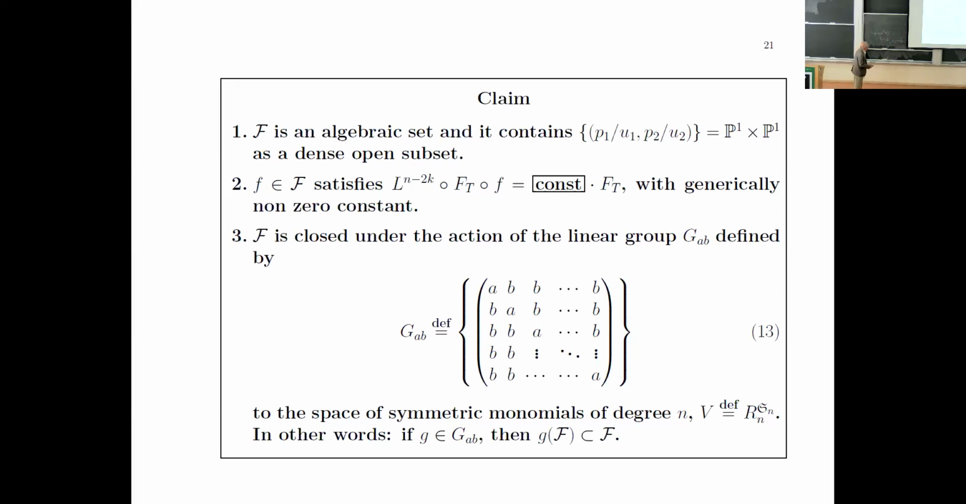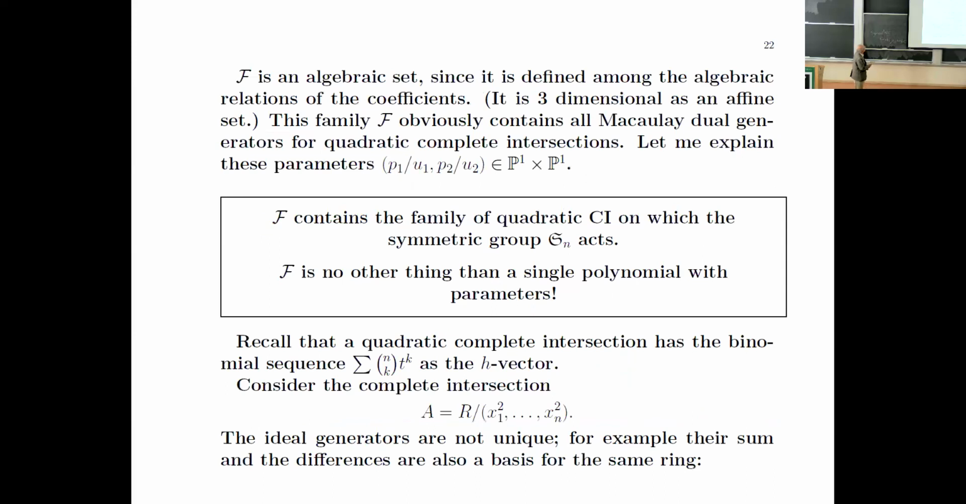Let me go to the next page. F is an algebraic set. This is easy to see because it is defined by algebraic relations of the coefficients. And it is three-dimensional as an affine set. This family F obviously contains all Macaulay dual generators for quadratic complete intersections.